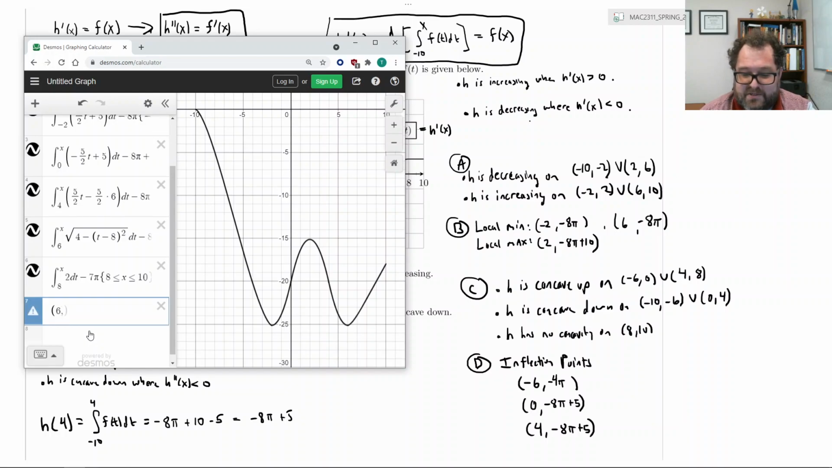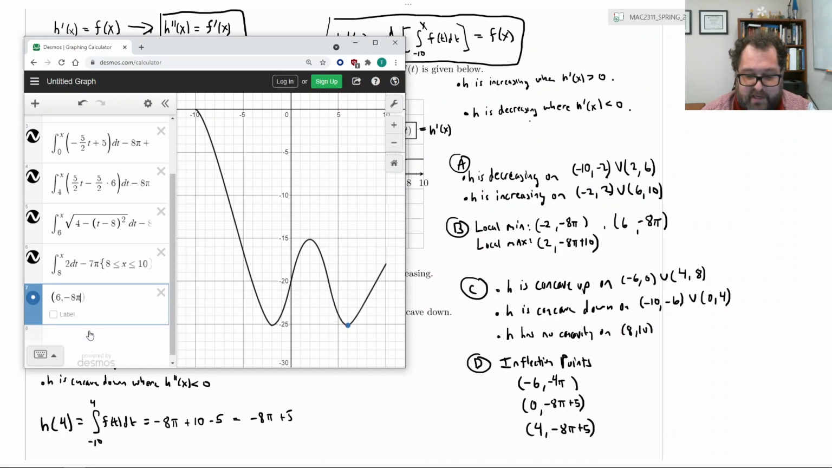6, I'm not sure why it's showing a hole there. We'll say negative 8 pi. We'll plug the hole. That's just Desmos being weird. All right, there we go.